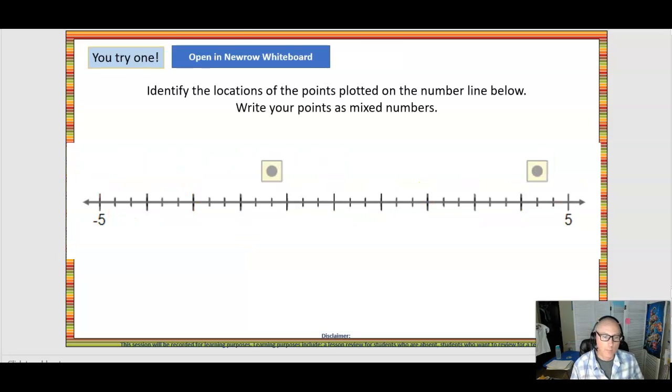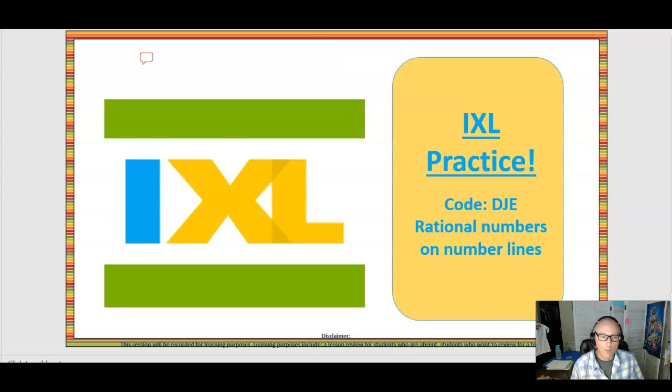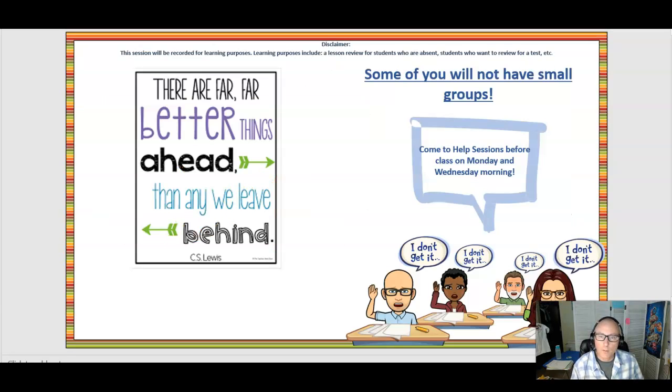Are we done yet? Oh my gosh, this lesson goes on forever. I'm not doing it anymore. You're on your own. There are far better things ahead than we have left behind. I don't know. I've left behind some really good things though. But I love C.S. Lewis. I'm not going to lie about that.